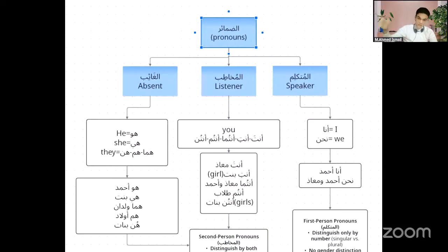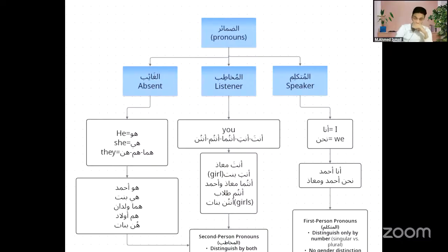المتكلم, the speaker, which means the first person. المخاطب, the listener, which means the second person. And الغائب means absent, which means the third person. We call him al-ghaib because usually he will not be here. When I say huwa or hiya, I'm referring to someone who is usually not here, maybe far or in another place. For this reason, we call him al-ghaib, which means absent.